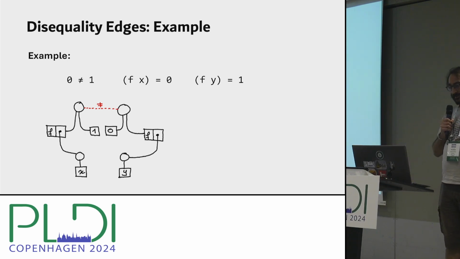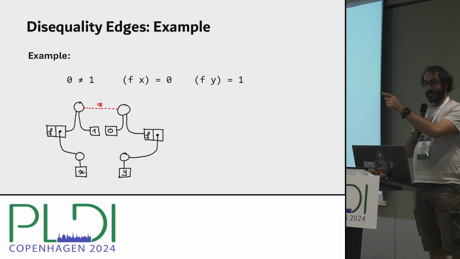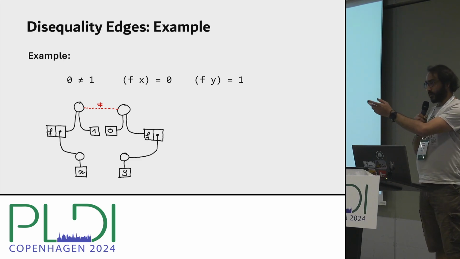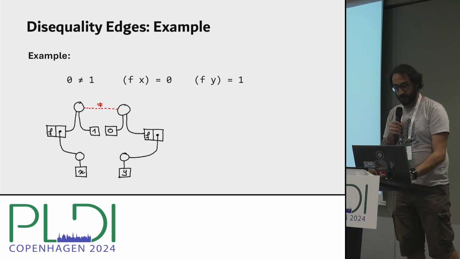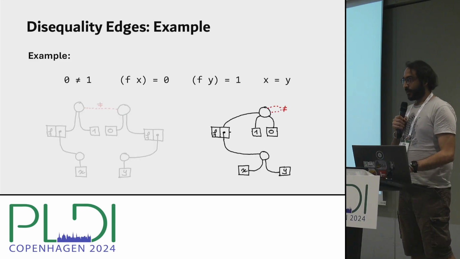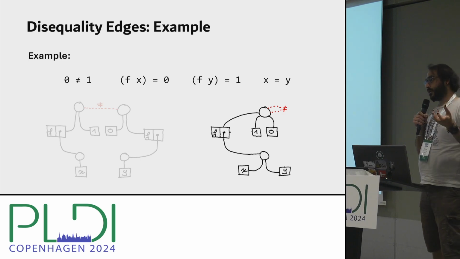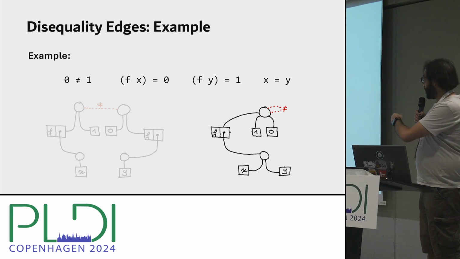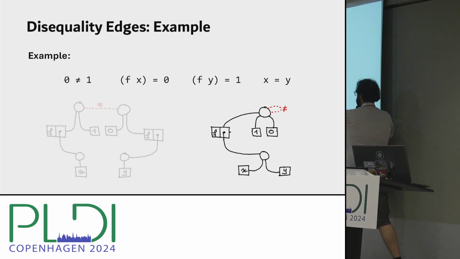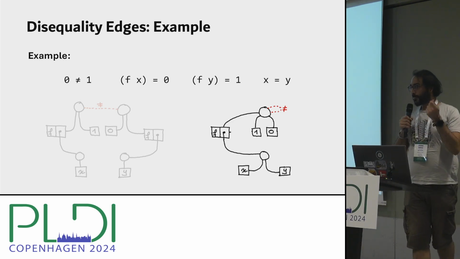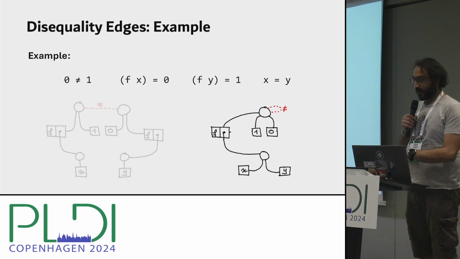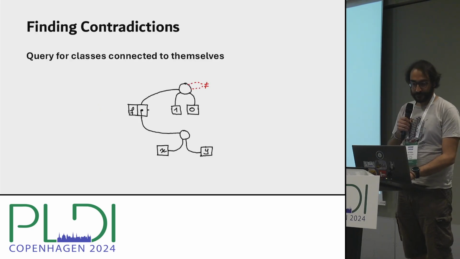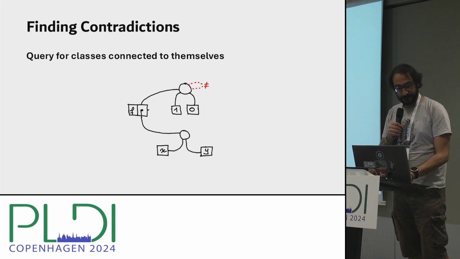This is the same example as before, except right now we don't have these equality nodes anymore. We just simply connect the class of 0 and the class of 1 with a disequality edge. Pretty cool. Let's add the contradiction. And then we don't even have to do saturation. We just rebuild the EGRAPH. And all of a sudden, you see that this particular class is not equal to itself. Obviously, contradiction. So if you have a contradiction, what do you do? You search for a class which is not equal to itself. And that's how you can tell.